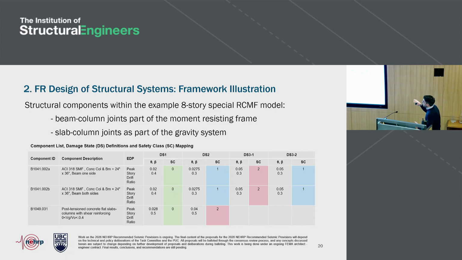Okay, so those engineering demand parameters are then fed into this FEMA P58 model, where we're trying to evaluate damage to different structural components. So this is a list of the structural components that we would have in this 8-story reinforced concrete moment frame. Primarily, we would have beam column subassemblies of the moment frame, whether they have one or two beams framing into it. And then we also have components that are representative of the gravity system. In this case, we're looking at post-tension concrete flat slabs.